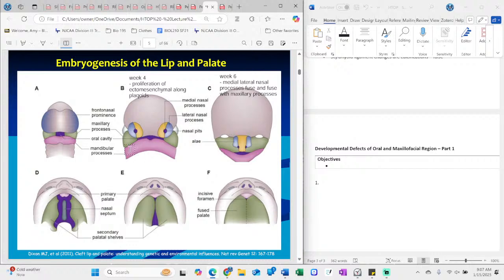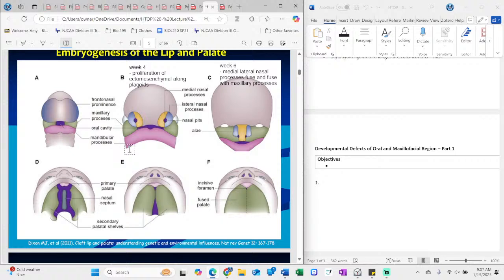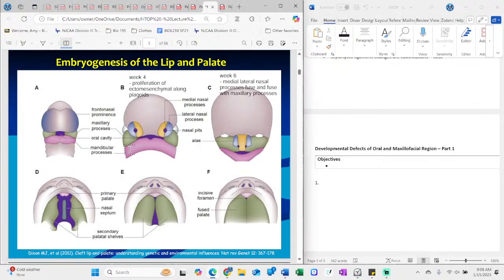And then if we go back to see again, the lateral nasal processes give rise to these sides of the nose, which is called the nasal ala that you see here. So medial nasal processes fuse with each other and with the maxillary processes to give rise to the upper lip. And then the lateral nasal processes give rise to the nasal alae, the nasal folds. And this one, the mandibular processes, give rise to the mandible.